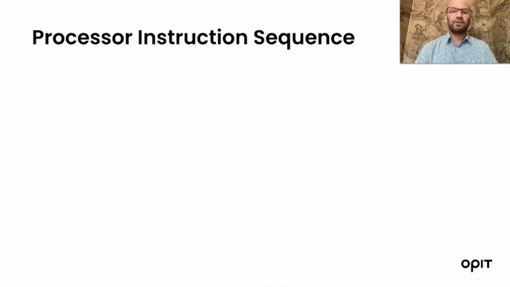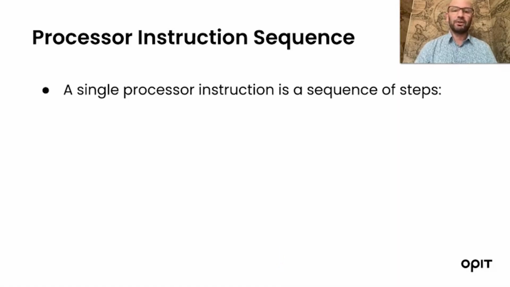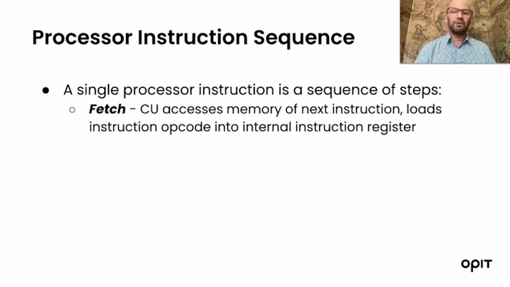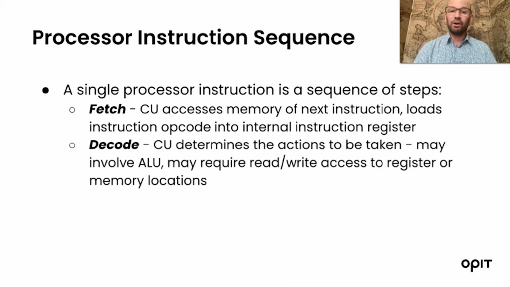First off, though, the processor instruction sequence. So a single processor instruction is a sequence of essentially 4 steps. The first step is a fetch, where the control unit accesses the memory of the next instruction, loads the instruction opcode into the internal instruction register. The next step then is the decode, where the control unit determines the actions to be taken. Now this may involve the arithmetic logic unit, the ALU, and it may require read and write access to the register or to other memory locations.